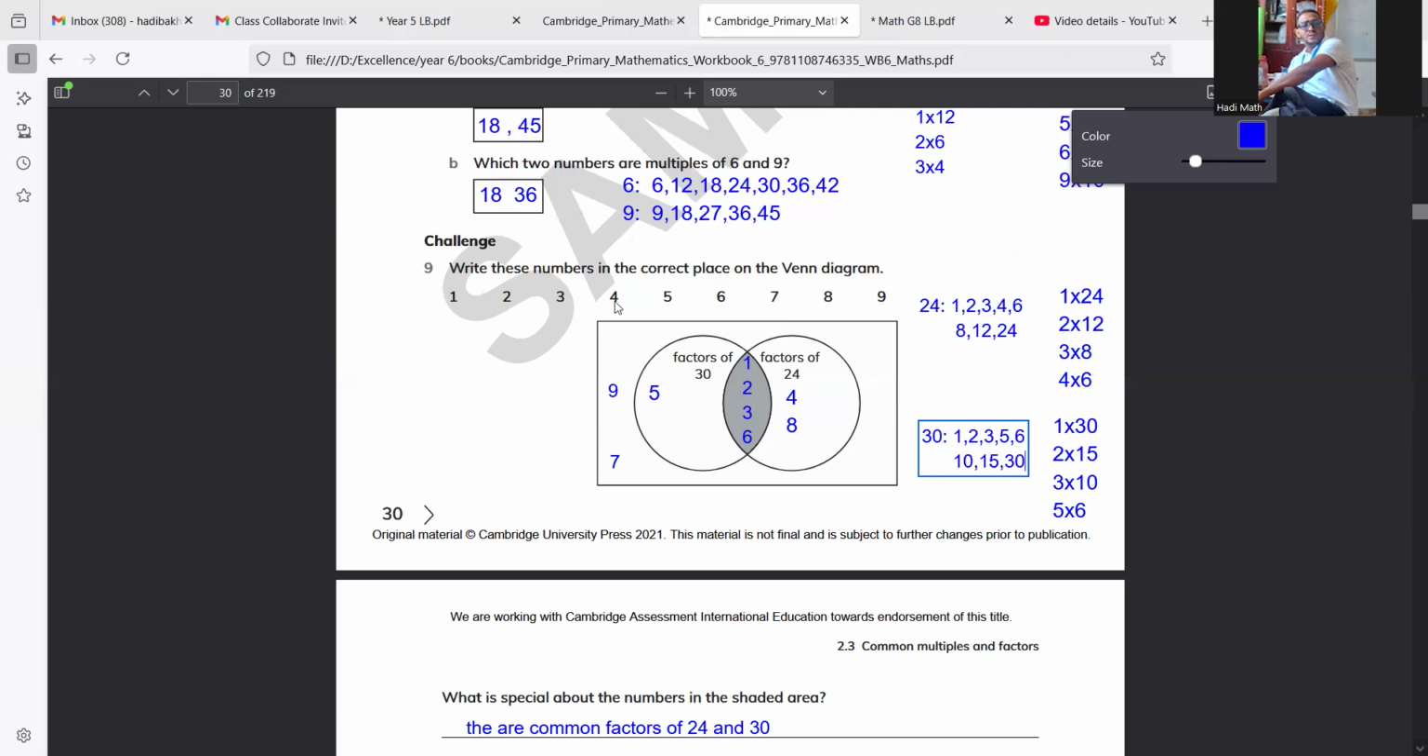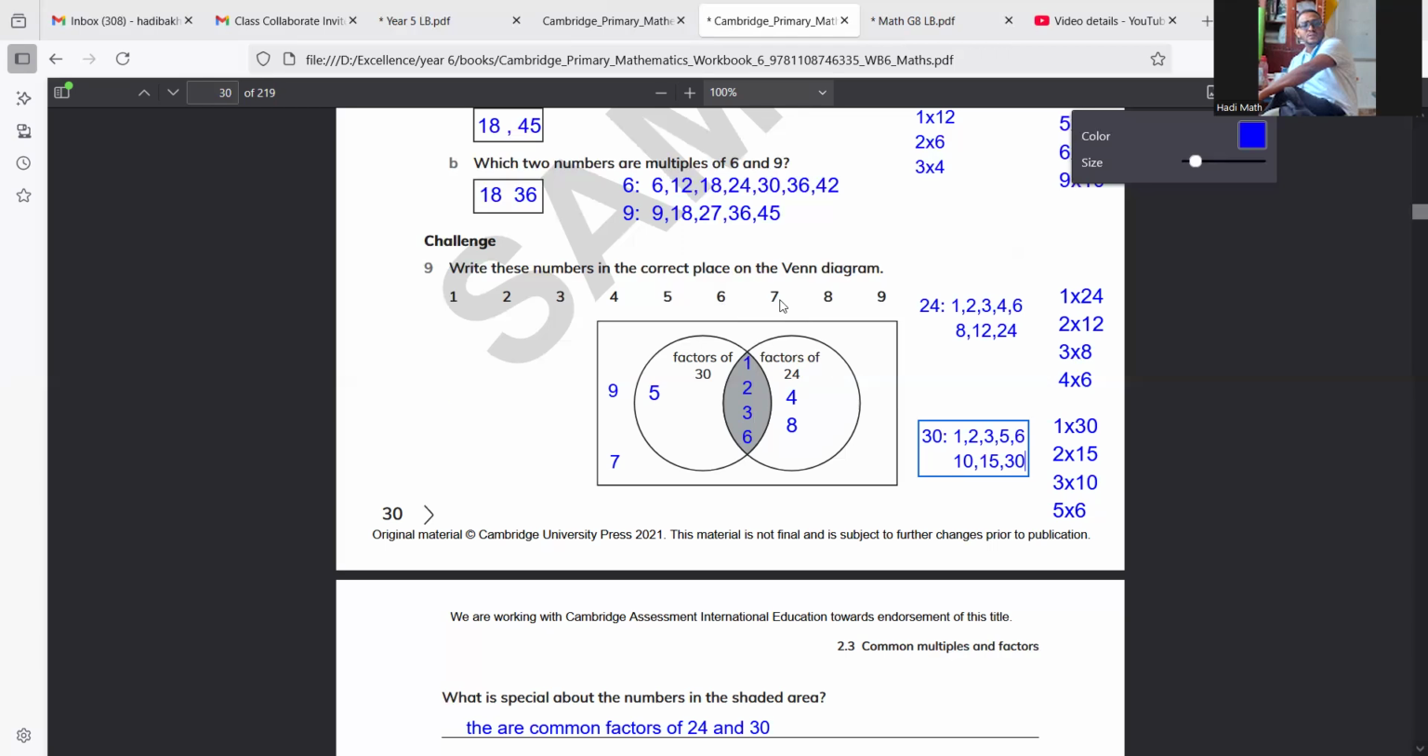Then you jump to the 4. 4, is it a factor of 24? Yes. A factor of 30? No. So you write it as just a factor of 24. Then you go to the 5. 5 is a factor of 24? No. Is it a factor of 30? Yes. So you write it in the 30 here. Then you go to 6. 6 is a factor of 24? Yes. Is it a factor of 30? Yes. So you write it in the shaded part here, a factor of both of them.